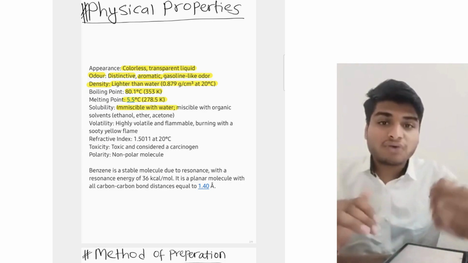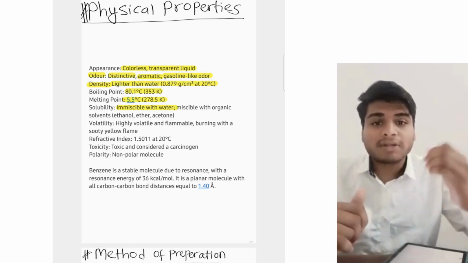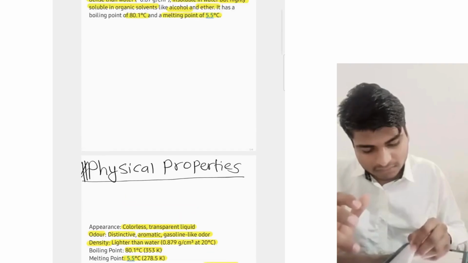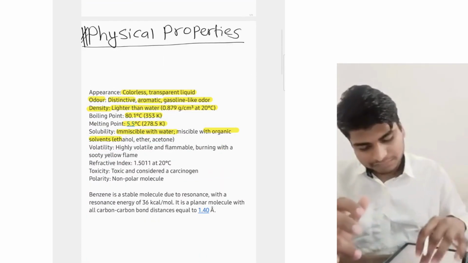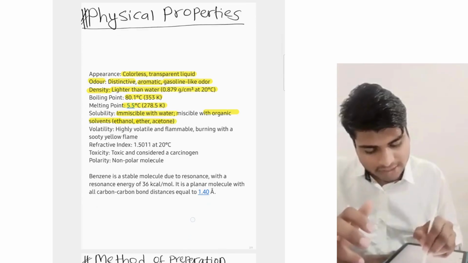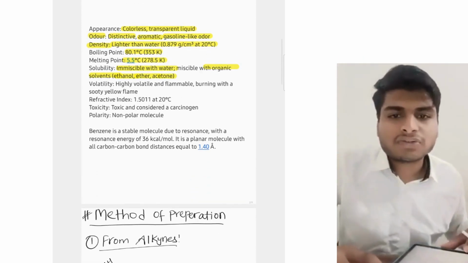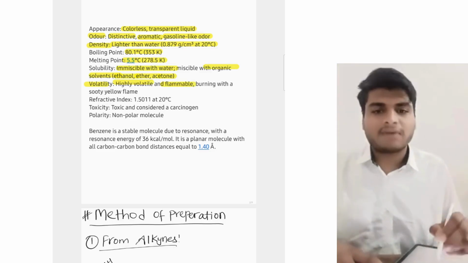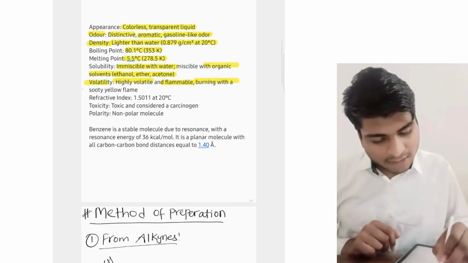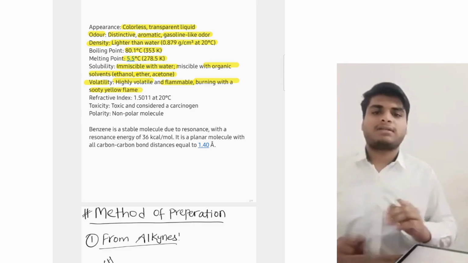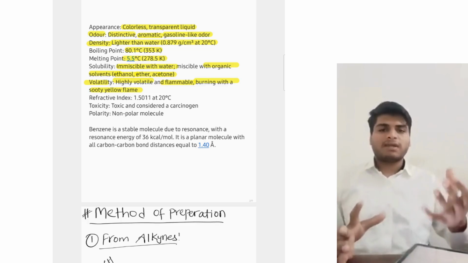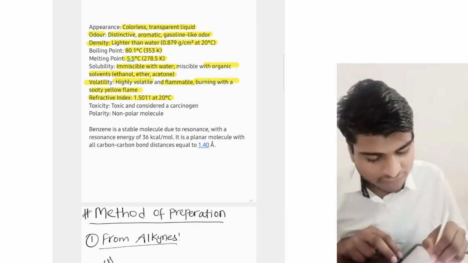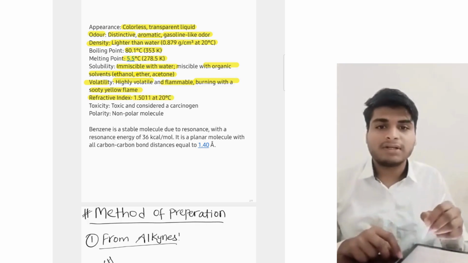Solubility: it is immiscible with water. Immiscible means insoluble with water, but it is soluble in organic solvents. Organic solvents means ethanol, ether, alcohols, acetone. And coming to the volatility: it is highly volatile and flammable. Flammable means burning with a sooty yellow flame. It will burn and produce a yellow sooty flame. The refractive index is 1.5011 at 20 degrees Celsius.